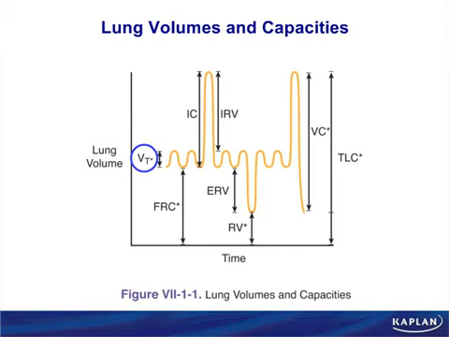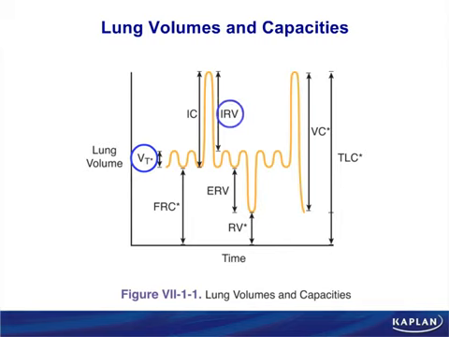Okay, for our 4 lung volumes and 4 lung capacities, we'll start first with the one that is circled, which is tidal volume, VT. This is the volume of air that enters or leaves the nose or mouth per breath. So we breathe in, we breathe out, breathe in, breathe out, as you can see on the tracing. It is, again, the volume of air that enters or leaves the nose or mouth per breath. That's tidal volume.